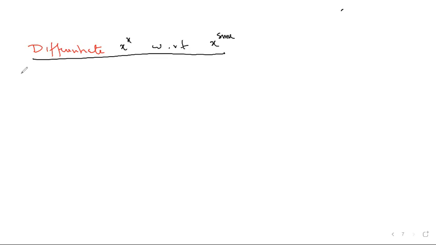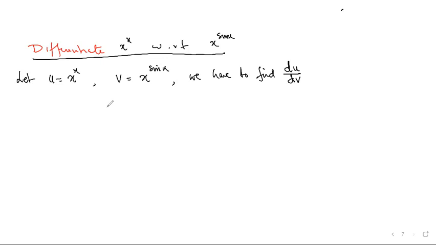How to do this? Take log. Yeah, take log. Let u is equal to x raised to x, v is equal to x raised to sine x, and we have to find du by dv. Can you do this problem yourself, or should I give you time? Should I do it on the board? Do you want to try yourself? Yes, sir. Okay.